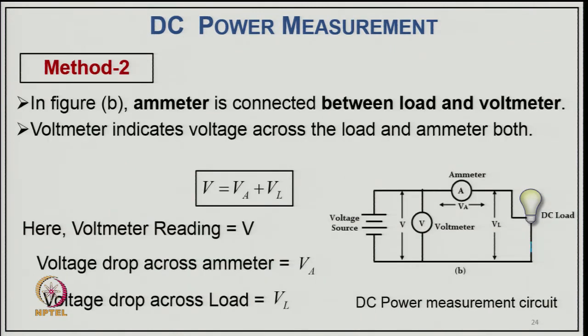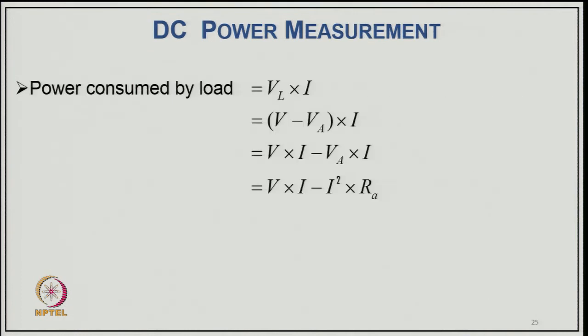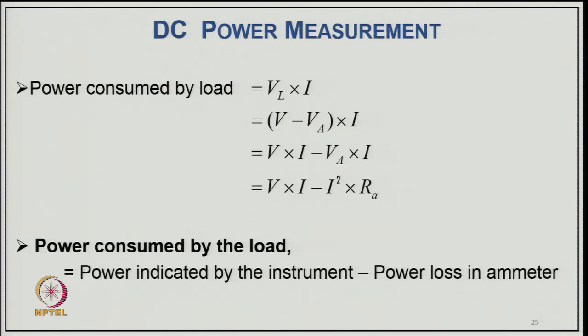Now, coming to method 2, in figure B, where the voltmeter is connected towards the source. The ammeter is connected between the load and wattmeter. The voltmeter indicates the voltage across the load and ammeter, so V equals VA plus VL, and the voltmeter reading is V. The voltage across the ammeter is VA, and the voltage across the load is VL. Now, the power consumed by the load will be VL into I, that is (V minus VA) into I, or VI minus VA into I, or VI minus IA squared RA. You can call it the power consumed by the load is equal to the power indicated by the instrument minus the power loss in the ammeter.